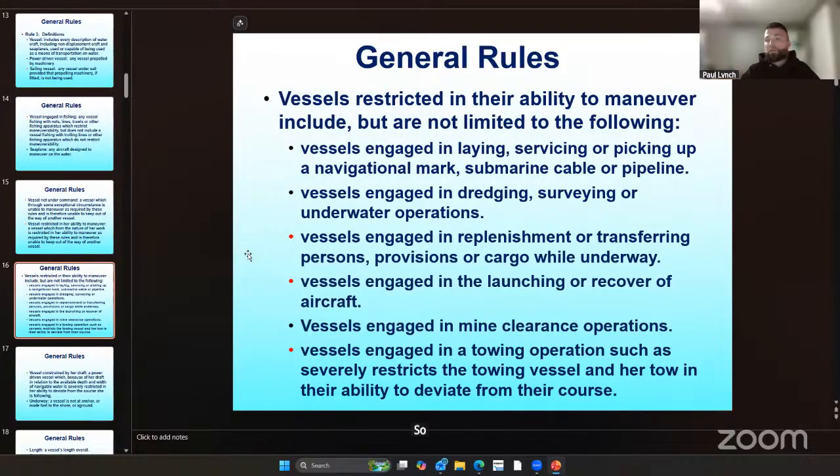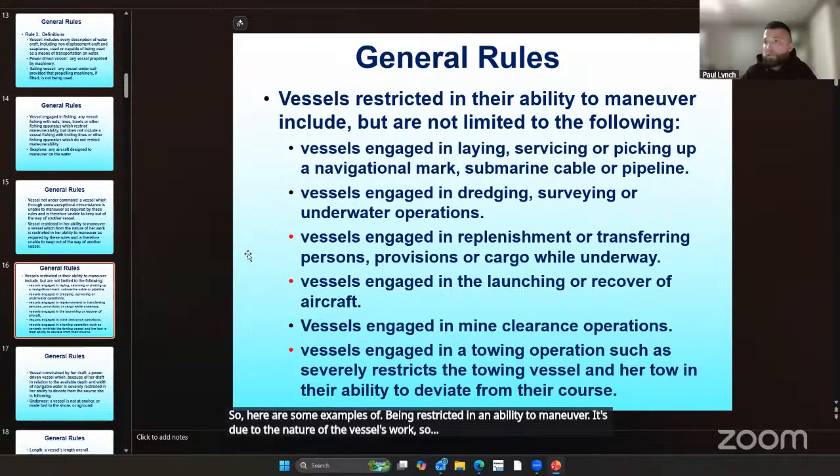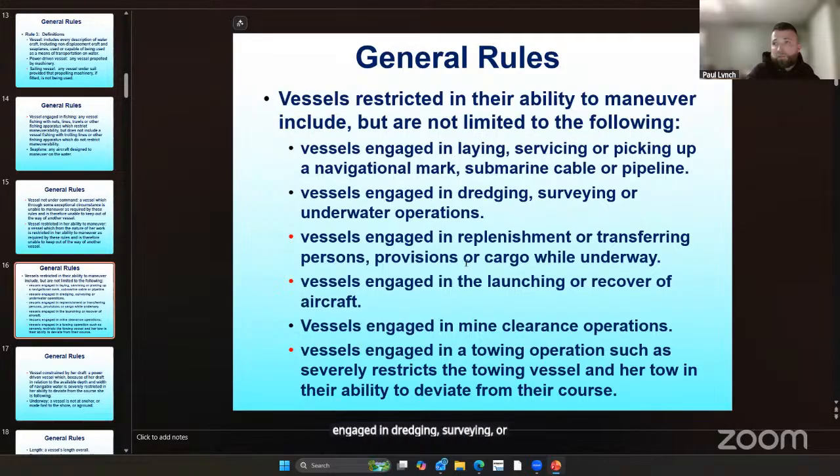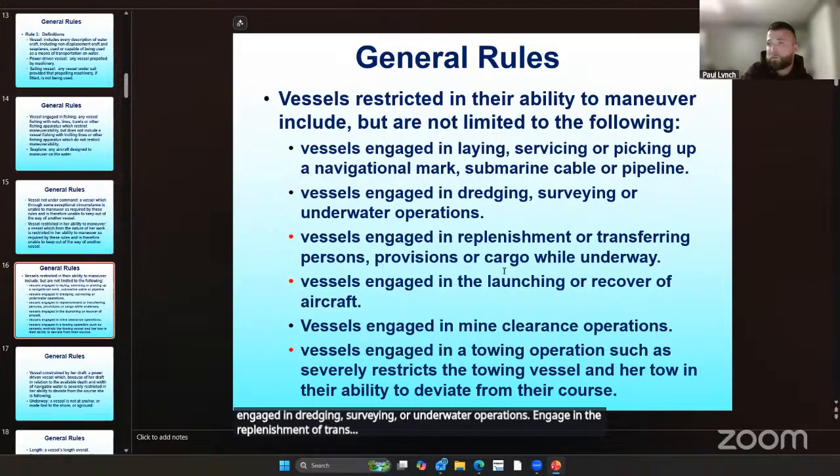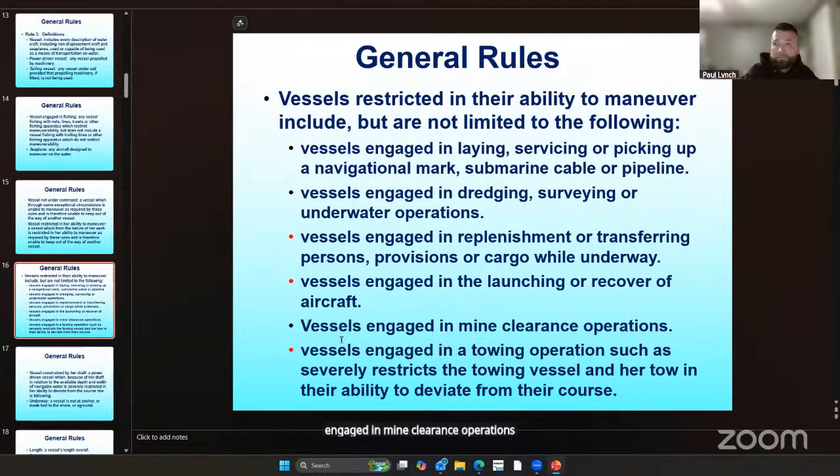So here are some examples of being restricted in ability to maneuver. It's due to the nature of the vessel's work. So some of the examples are: engaged in laying, servicing, or picking up a navigational mark, submarine cable, or pipeline; engaged in dredging, surveying, or underwater operations; engaged in the replenishment or transferring of persons, provisions, or cargo while underway; engaged in launching or recovery of an aircraft, like I mentioned; engaged in mine clearance operations; towing.